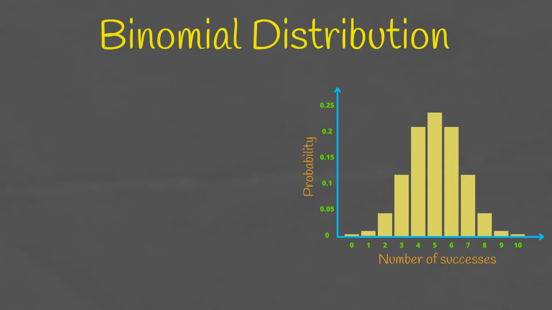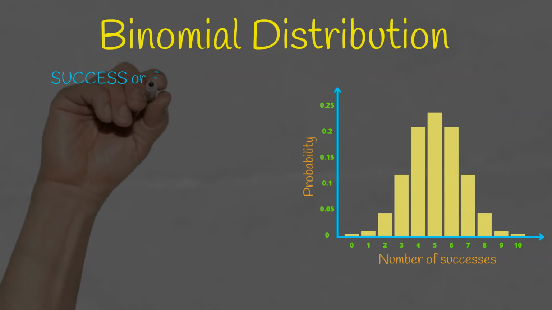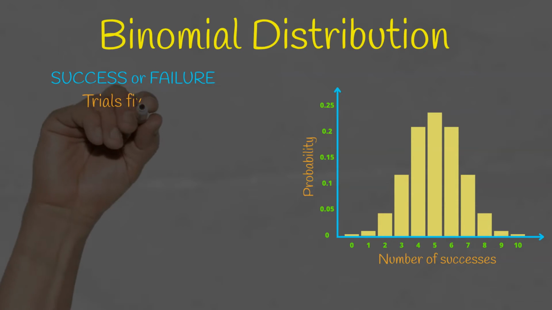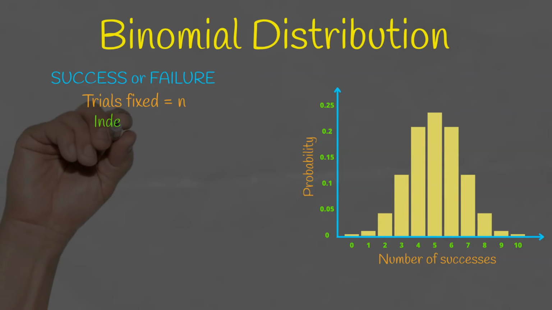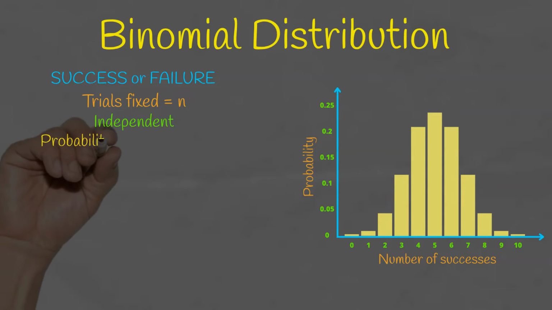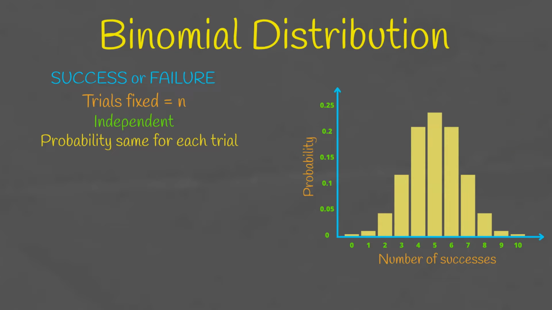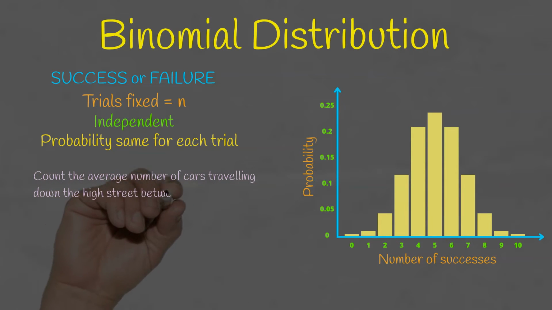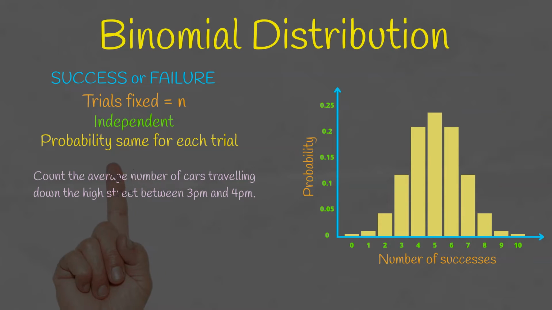So now let's look at a couple of examples to find out what is a binomial distribution. Remember, there are only two possible outcomes, success or failure. We have to have a fixed number of trials. Each trial must be independent of each other, and the probability must be the same for each trial. If we count the average number of cars travelling down the high street between 3 p.m. and 4 p.m., is that a binomial distribution? Straight away, we know this isn't a binomial distribution because there aren't two possible outcomes. There's no success or failure. We're just counting the average number of cars.